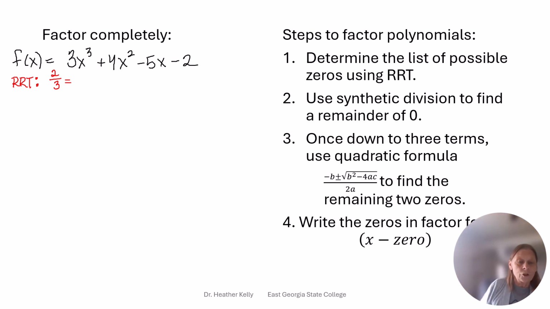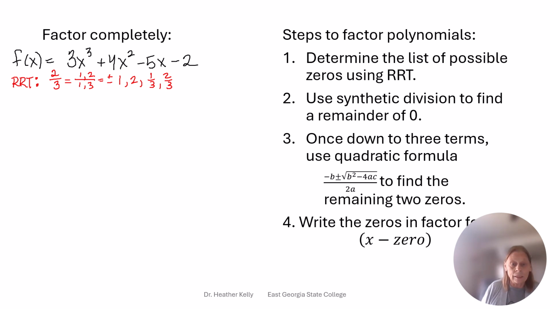Our factors of 2 are 1 and 2, and our factors of 3 are 1 and 3. So this is going to give us plus or minus 1 over 1, 2 over 1, 1 over 3, and 2 over 3. And I'm sorry I did that in kind of a weird way. My brain just short-circuited. That's how I did it.